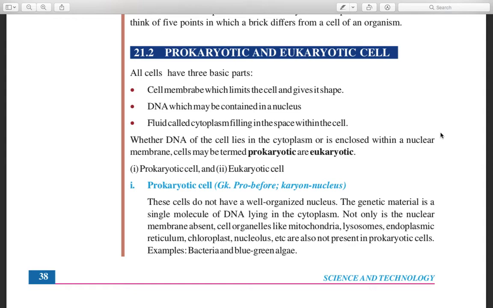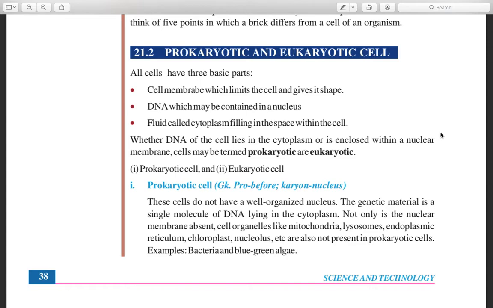Second one is the DNA, which means deoxyribonucleic acid. You just remember it as DNA, the genetic material. It carries the genetic instructions from one generation to the next generation, as we have mentioned in the previous lessons. This DNA, which may be contained in a nucleus, is the second basic part. Third is a fluid called cytoplasm, filling the space within the cell. Inside the cell, space will be there, and it will be filled by a fluid called cytoplasm. This is the third part.